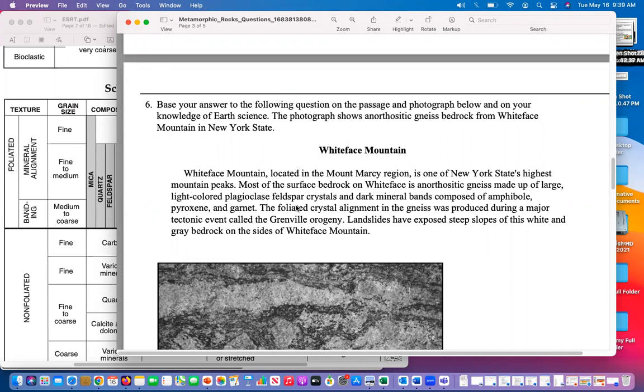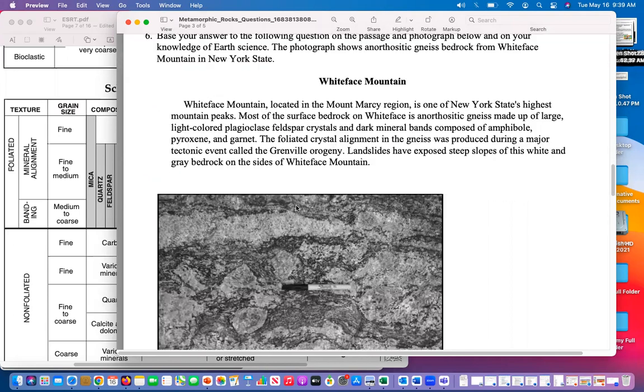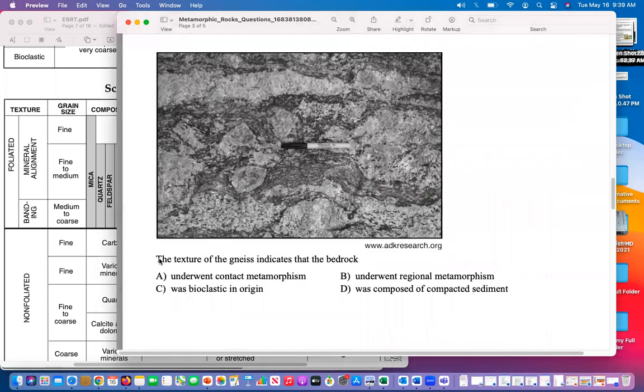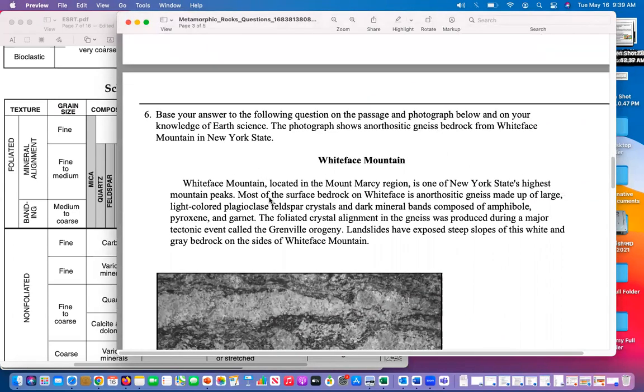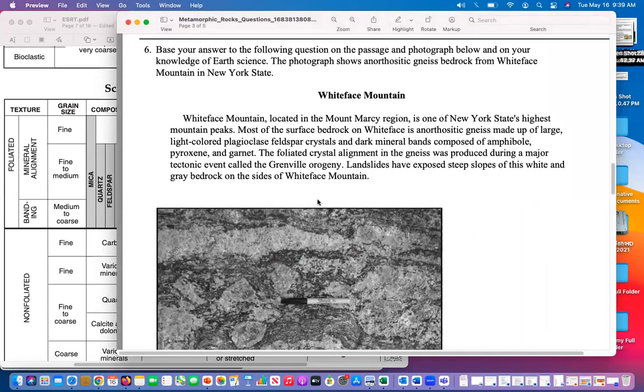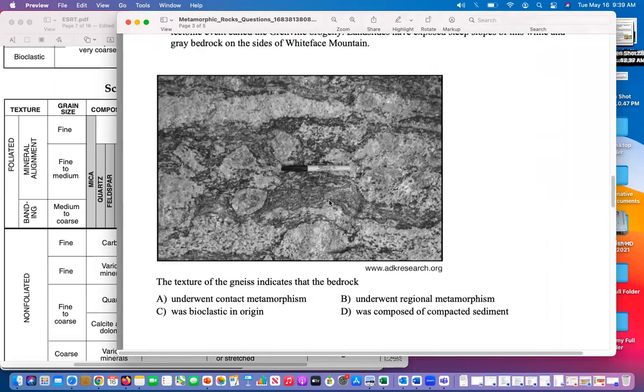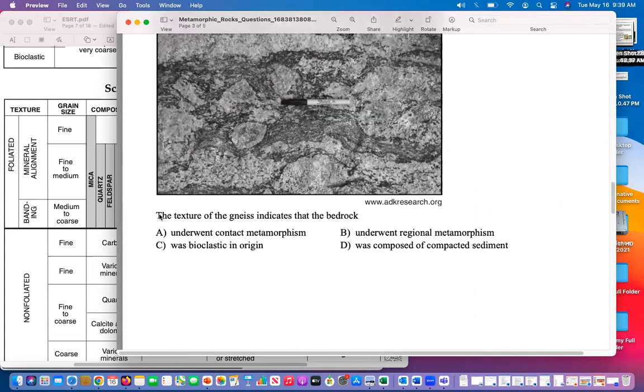All right, so once again, one of the things that I like to do is go right to the question first, just to read the question to see, okay, hey, can I answer this just based off the knowledge of earth science? The reading does help. Whenever you're stuck and can't answer it directly from your own knowledge, the reading can help provide some information. So it says the texture of the gneiss indicated that the bedrock went through what?